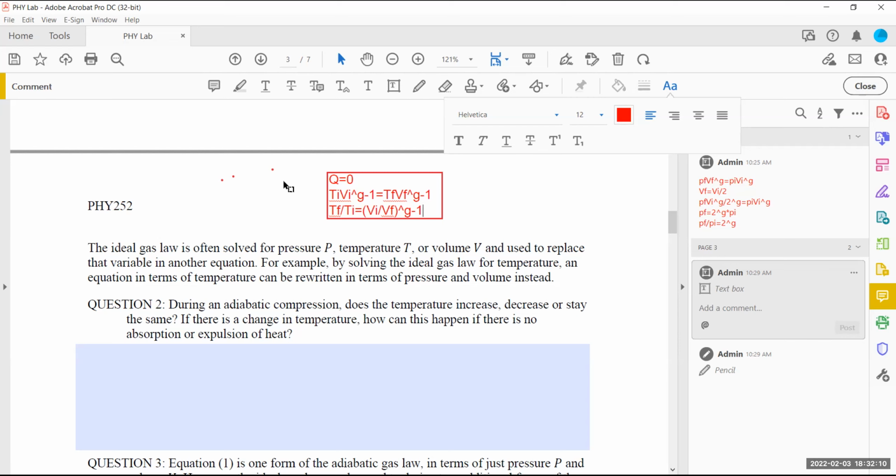So although Q is 0, we're compressing the gas, so we're working on it. So we're adding energy in the form of work to the gas. So the internal energy must increase, therefore the temperature must go up. So that's the explanation, and that's the answer to the question. Make sense so far?